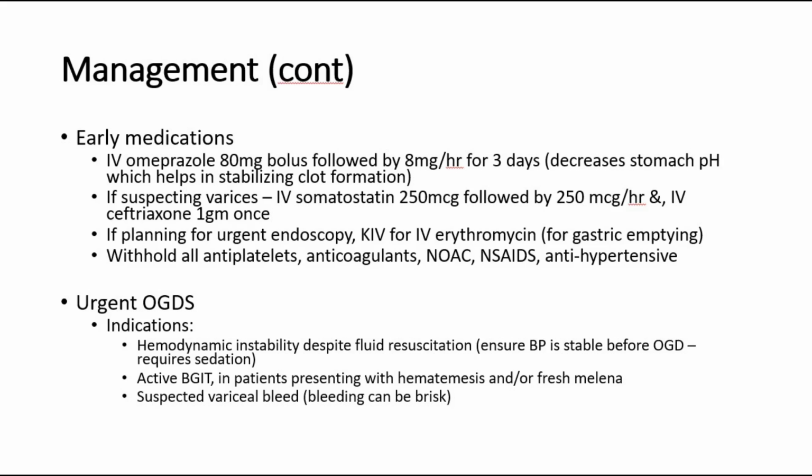If suspecting varices, give IV somatostatin 250 mcg followed by 250 mcg per hour and antibiotics. If planning for urgent endoscopy, KIV for IV erythromycin. Withhold all antiplatelets, anticoagulants, NSAIDs, and antihypertensives. Urgent OGDS may be indicated for patients with hemodynamic instability despite fluid resuscitation, active bleeding, or suspected variceal bleed.